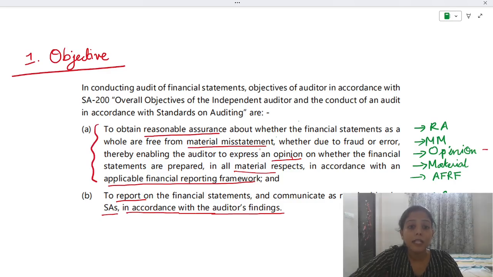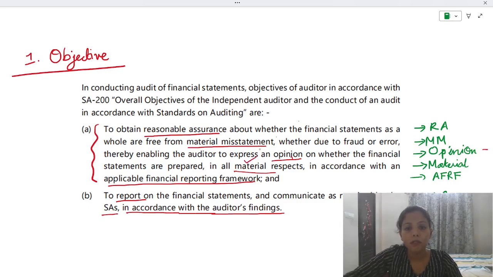So what does the auditor intend to do? He has to get reasonable assurance. How does he get that assurance? By performing audit procedures and obtaining sufficient appropriate audit evidence. Is the auditor giving an opinion on every transaction or everything in the financial statements? No, only on a totality. That is what is meant by FS as a whole: whether the financial statements as a whole, in total, are free from material misstatement.